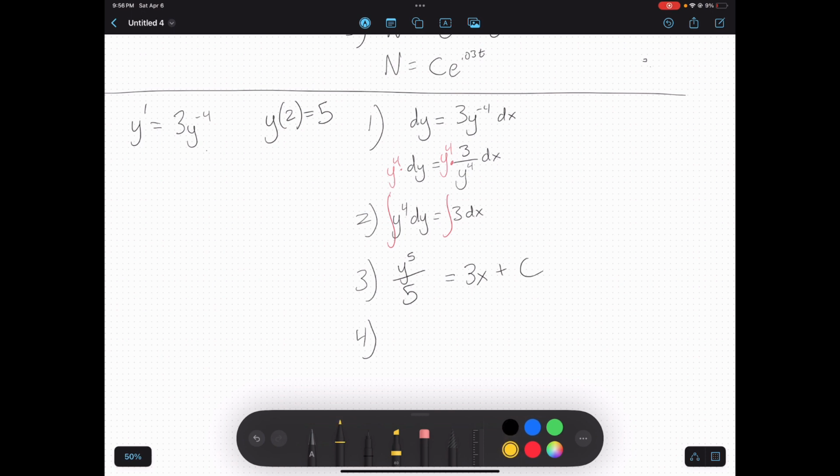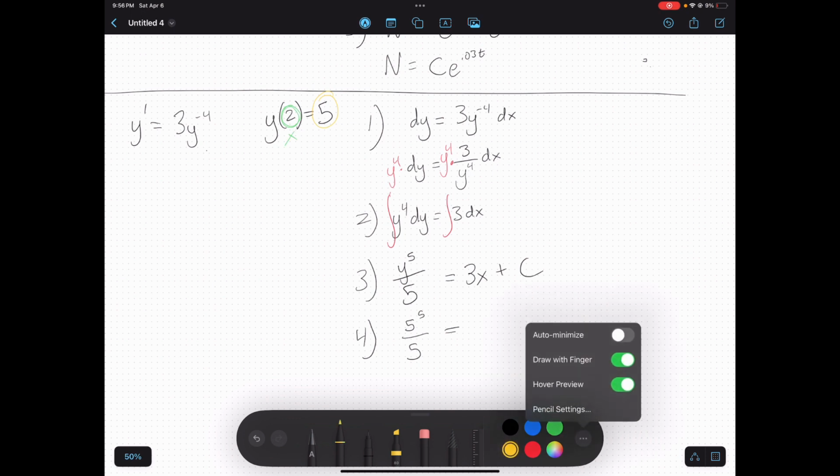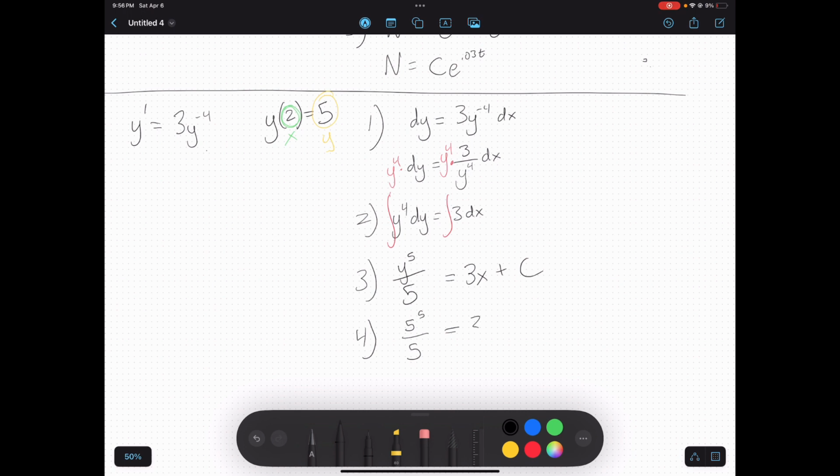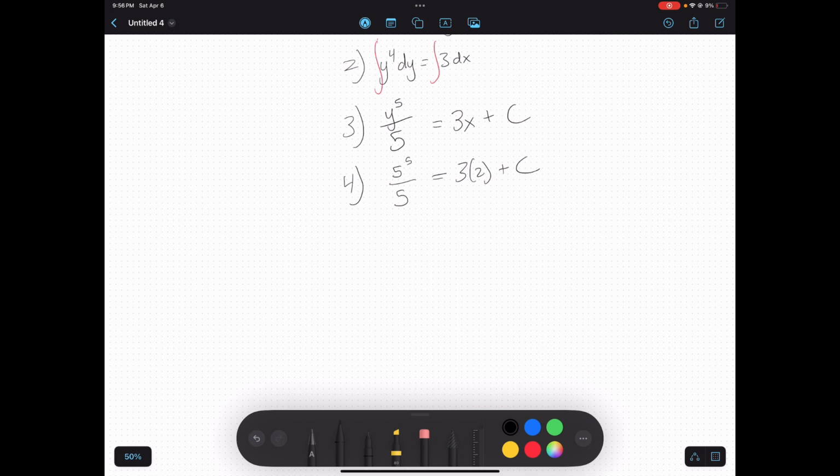Okay, what do I plug in for y? There's my output value. So I get 5 to the fifth over 5 equals, what do I plug in for x? That's what this value is. There's my x. There's my y. So we get 3 times 2 plus c. Whew, well, 5 to the fifth divided by 5 is 625. I get equals 6 plus c. What does that mean? c has to be, subtract both sides by 6, and I get 619.